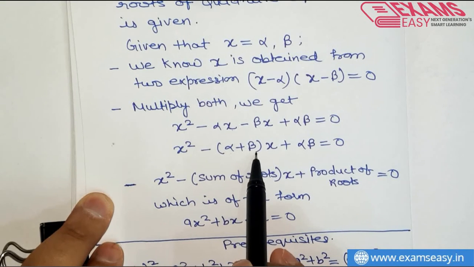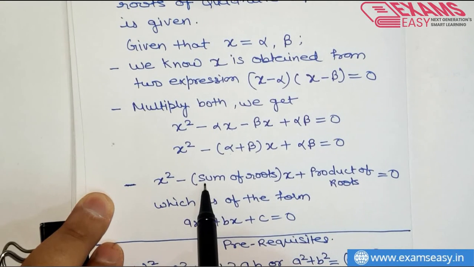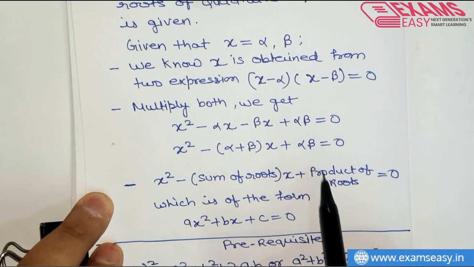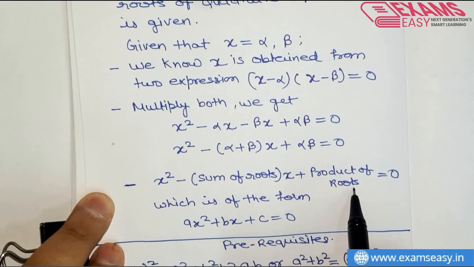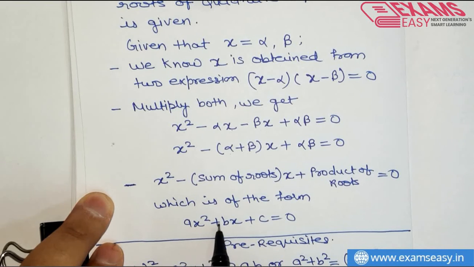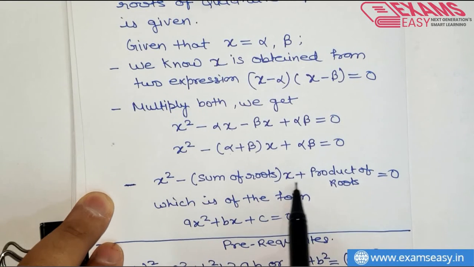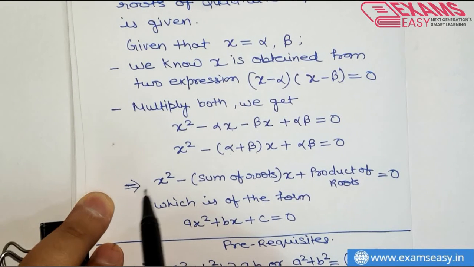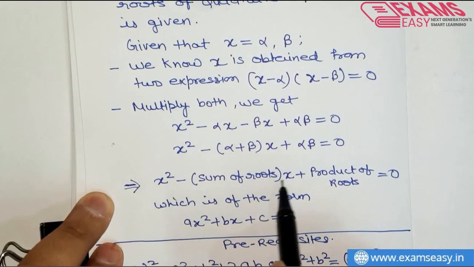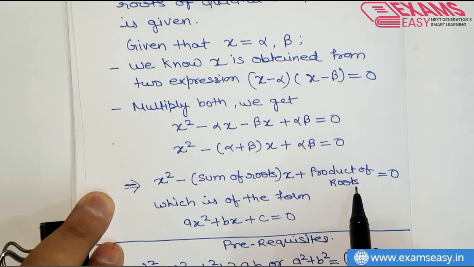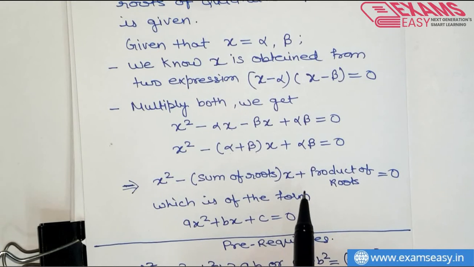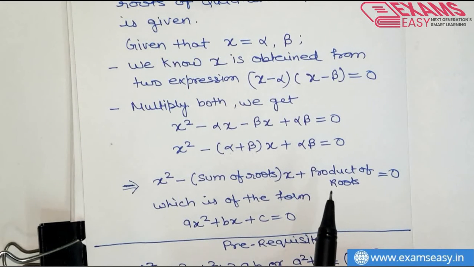And alpha plus beta, we have told you, is nothing but the sum of the roots, and alpha beta is the product of the roots, which is the same form as a x square plus bx plus c. So we have got the quadratic equation as x square minus (sum of roots) x plus product of roots is equal to 0. So we can get our quadratic equation back from the roots if they are given.